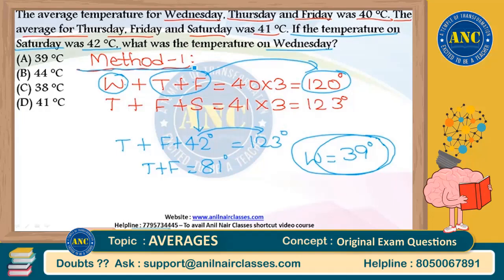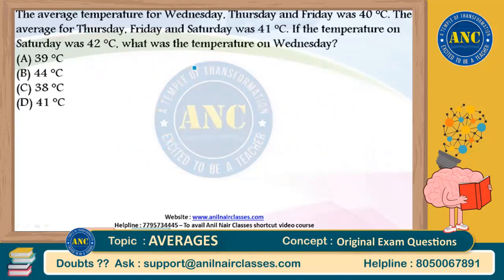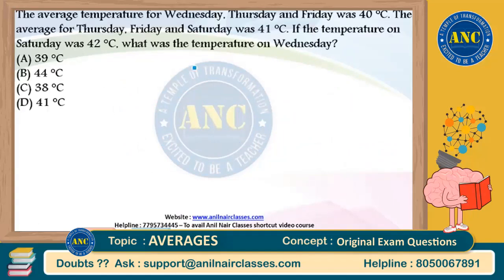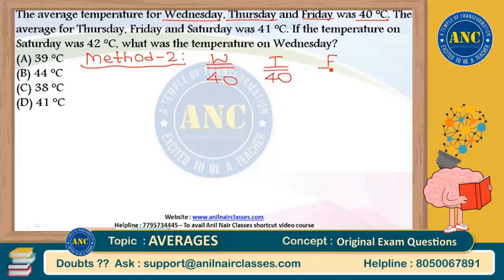Now listen to method 2. Same question. See here, sir. The same question which I solved by using equation. Let us try to avoid equation and let us try to solve it logically. Now see here. Average temperature for Wednesday, Thursday and Friday was 40 degrees. Wednesday is 40. Thursday is 40. Friday is also 40. Listen carefully. This is the meaning of average is 40.